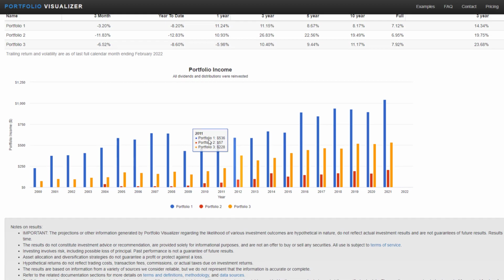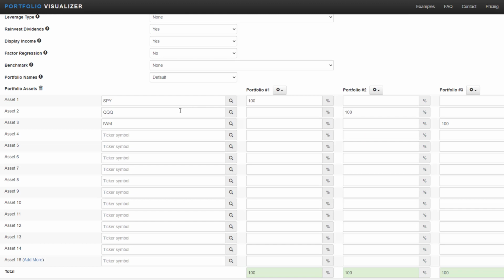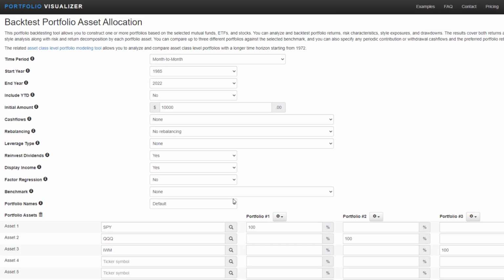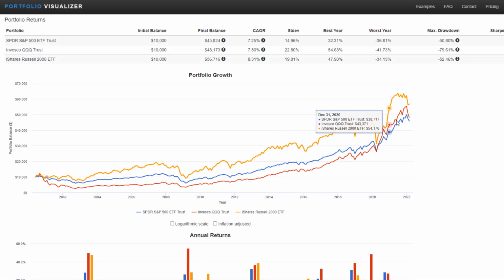And then it also has your income or your dividend payouts for those portfolios. Let's get back to our original portfolio allocation of the S&P 500, NASDAQ 100, and the Russell 2000, and take a look at what it tells us. It shows that the Russell 2000, if invested in the year 2000, would have outperformed the NASDAQ 100 and the SPY or the S&P 500 ETF.